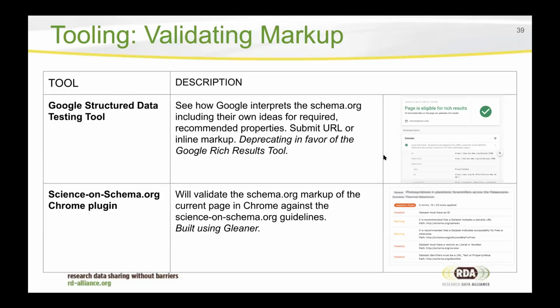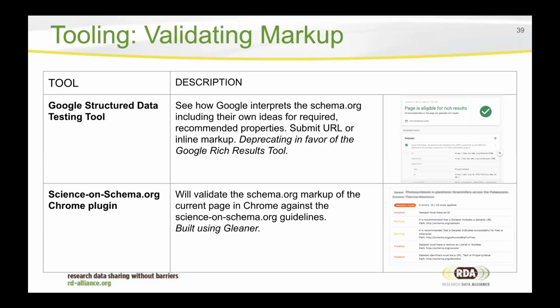And so what you can do on that tool is submit a URL to have Google inspect it, or just paste in inline markup, and it can give you a report based on how well it feels you filled out that metadata form. And one thing to note with Google is that those tools are using the schema.org vocabulary as the base, but it has its own interpretation of what is required and recommended and optional. And so that's one thing to be aware of when you're using Google tools there.